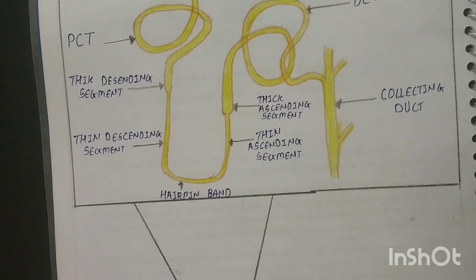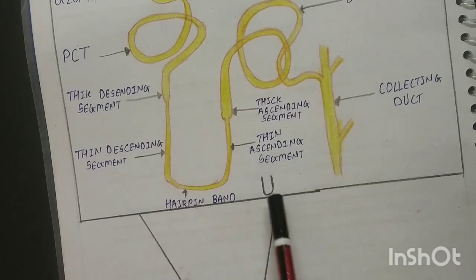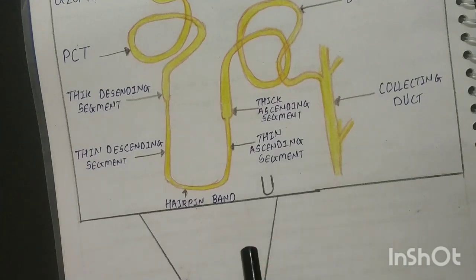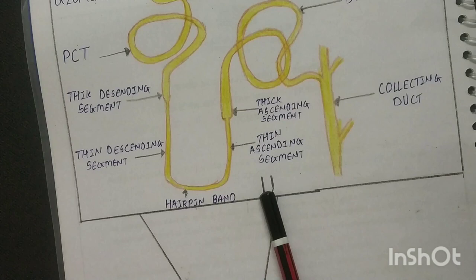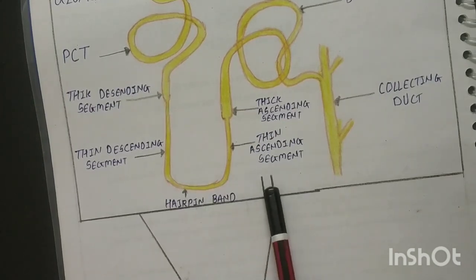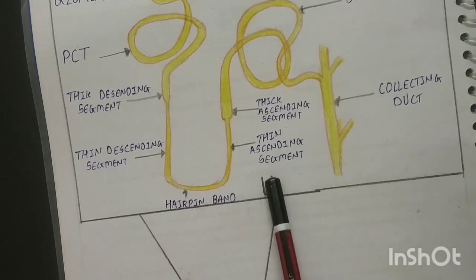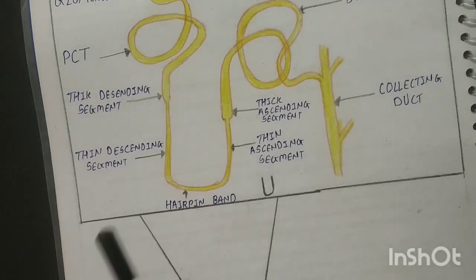You can see here that the loop of Henle is further divided. The loop consists of one straight line, then a U shape, and then another straight line. So the first straight line of the loop is the first part of the loop of Henle, then the U shape is the second part of the loop of Henle, and the third straight line is the third part of the loop of Henle. So let's see all the parts in detail.